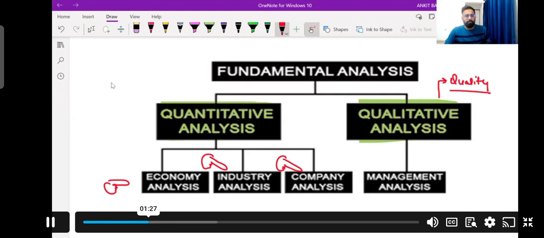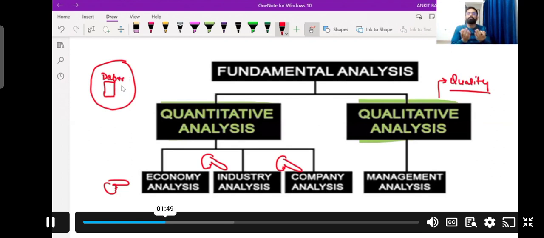So if I talk about a company, let's suppose this is your company. Let's suppose I'm taking the example of Dabur Limited. Dabur Limited belongs to which sector? Definitely you will say FMCG sector. Let's suppose there are 100 companies which belong to the FMCG sector, and those 100 companies form the industry. So Dabur Limited belongs to the FMCG sector, or you can say FMCG industry. So here I will write FMCG industry.